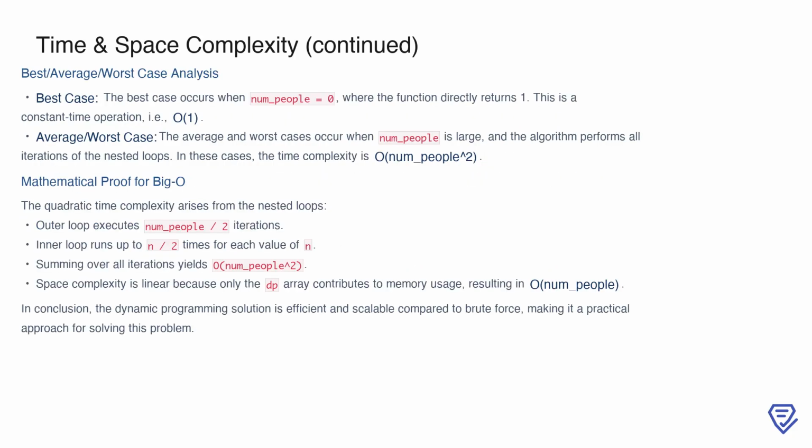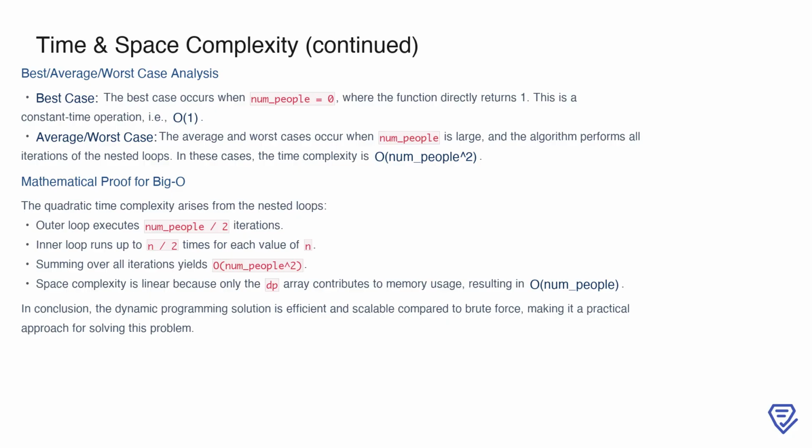Let's summarize the best, average, and worst-case scenarios for this algorithm. The best case occurs when number_people is 0. In this situation, the function immediately returns 1, which is a constant time operation with a complexity of O(1). In both the average and worst cases, when number_people is large, the algorithm performs all iterations of the nested loops. This results in a time complexity of O(number_people^2).